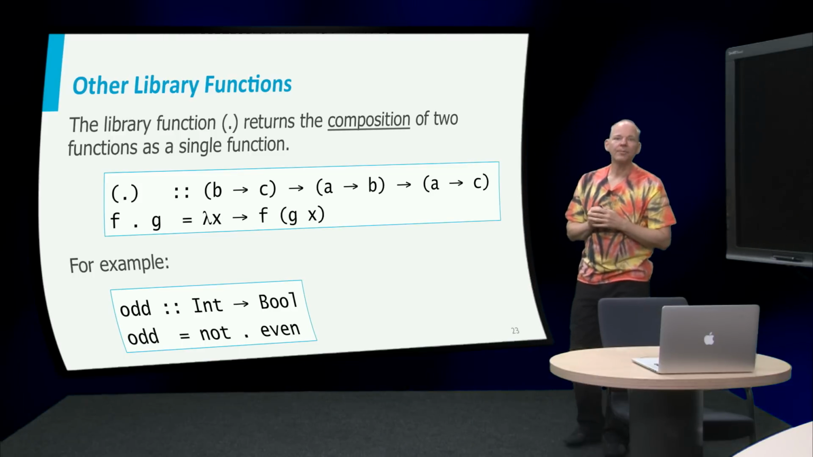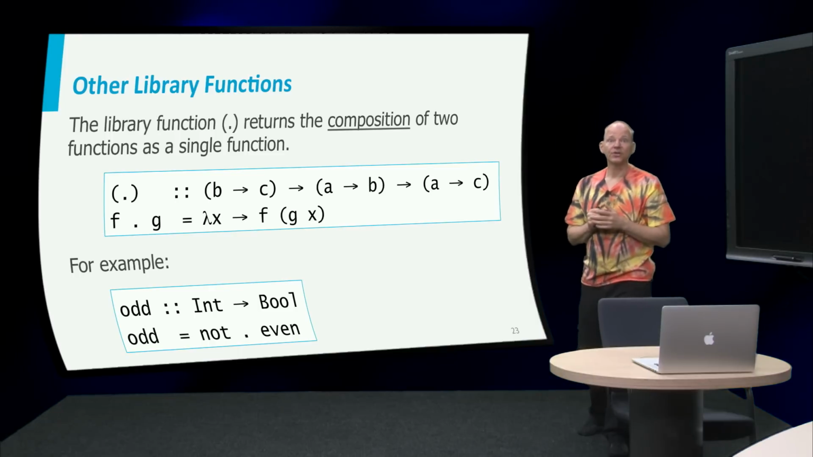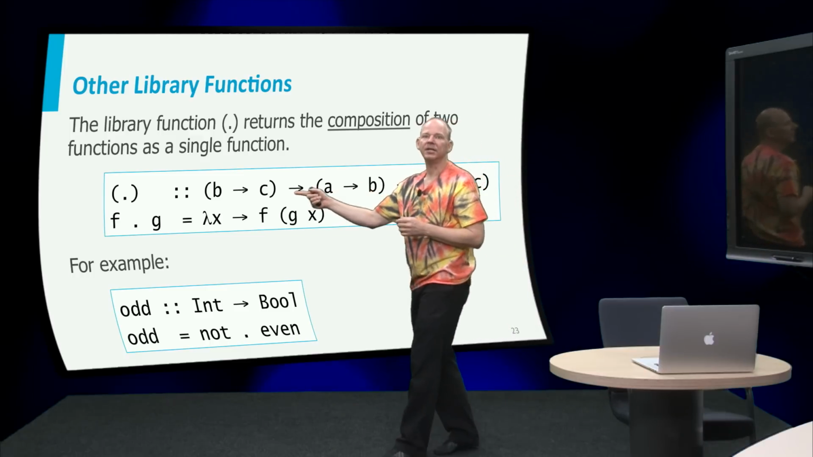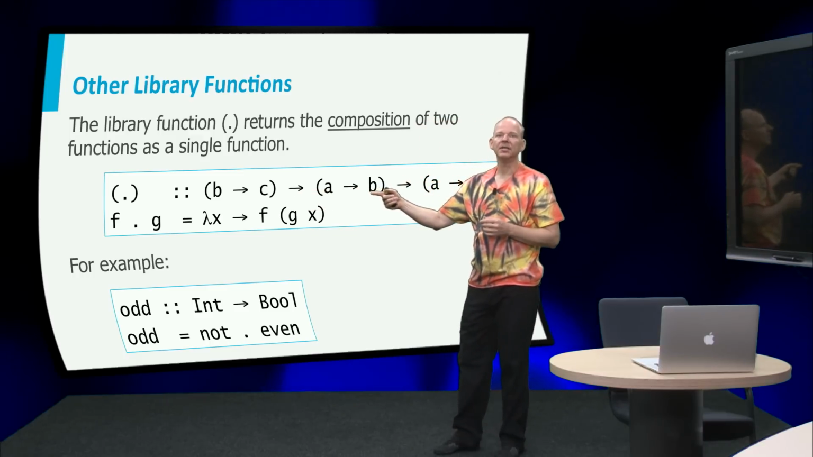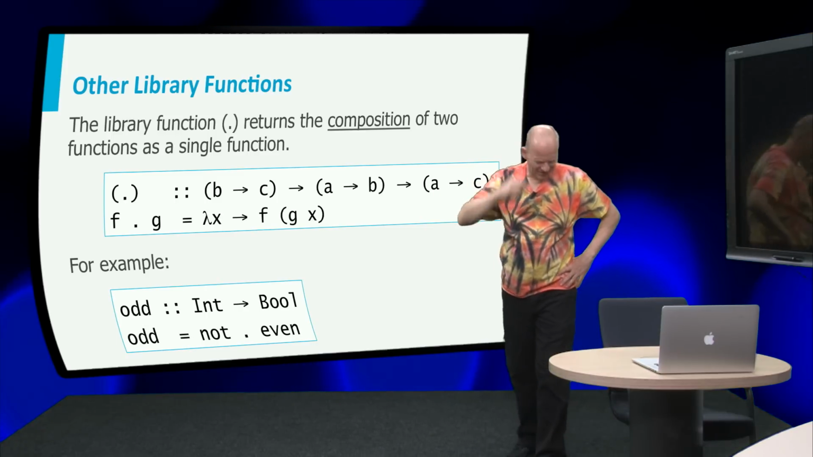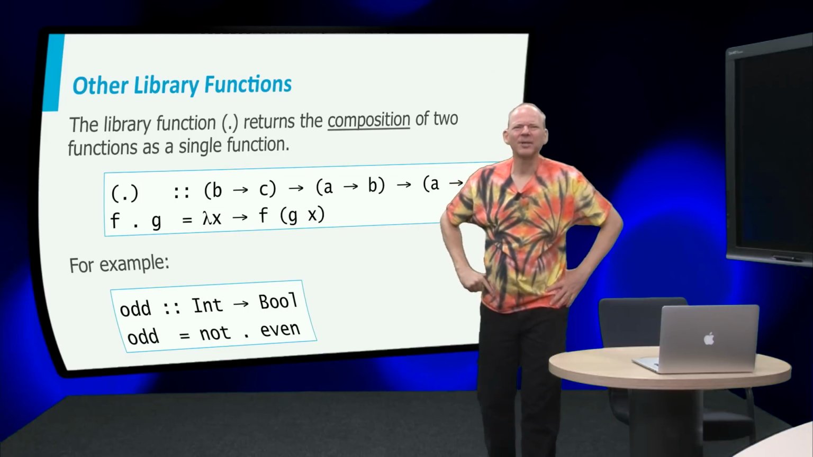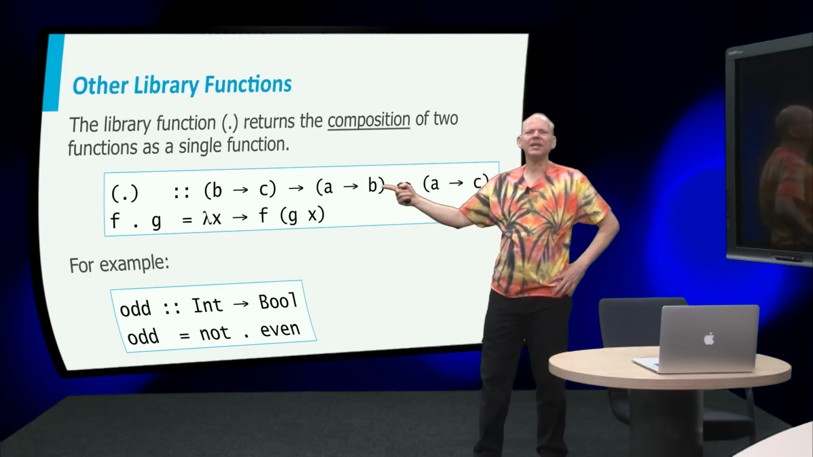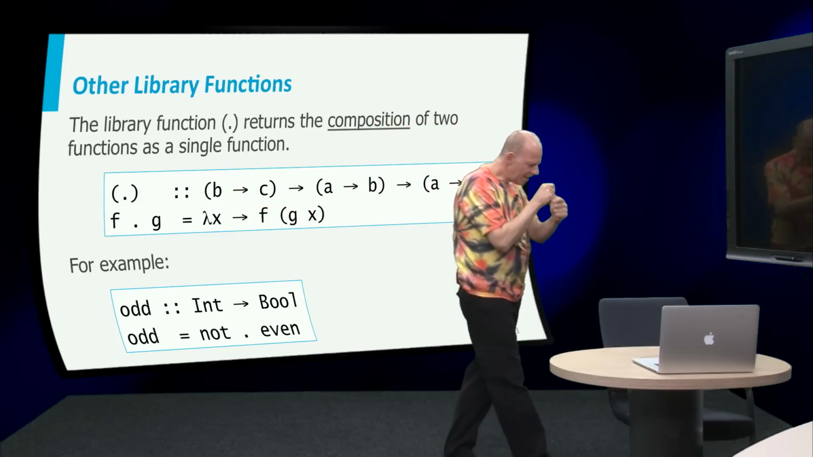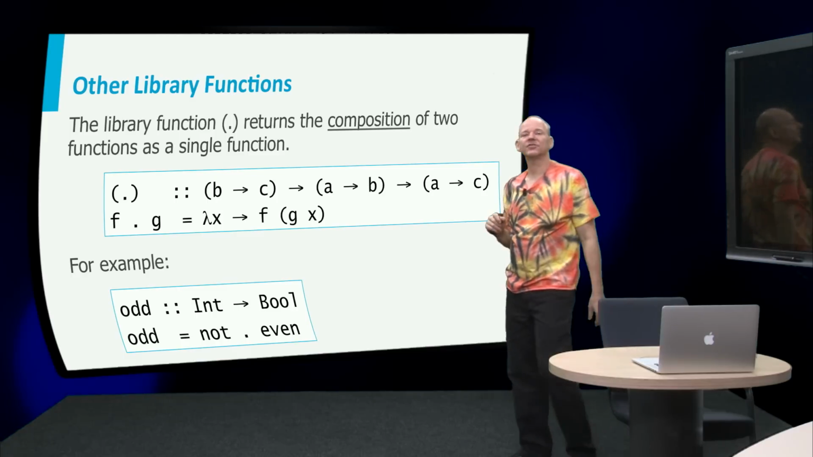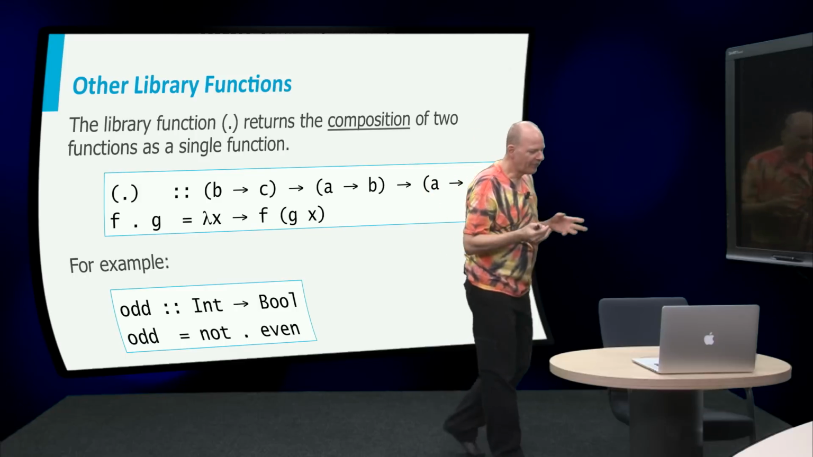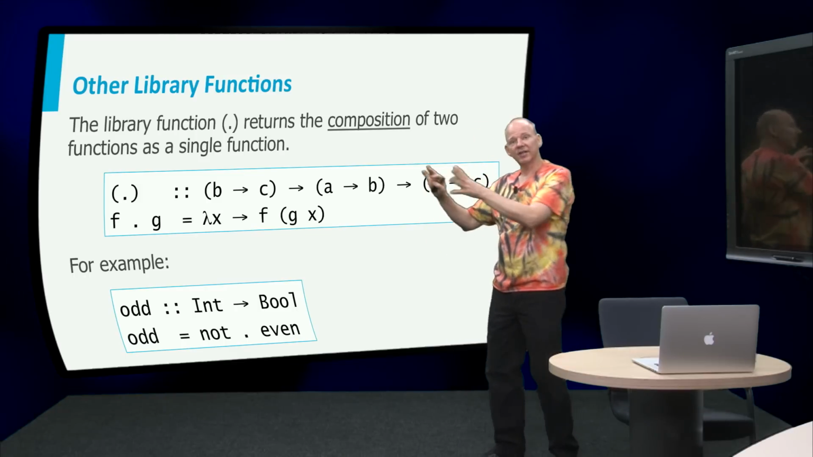And here's the type. Function composition dot takes a function from B to C, then it takes a function from A to B, and it returns a function from A to C. Now, when you look at this type, it can be a little bit confusing, because the B is here as the output, and the B is here as the input. So it seems that things are in the wrong order. But that has everything to do with the fact that function application associates.